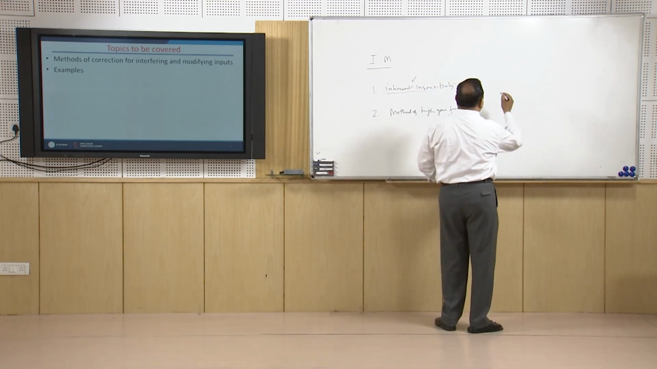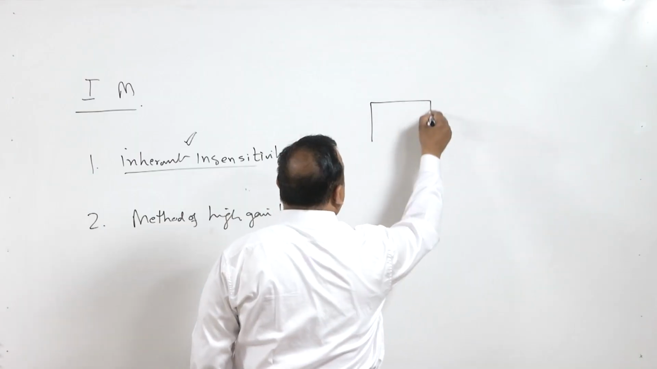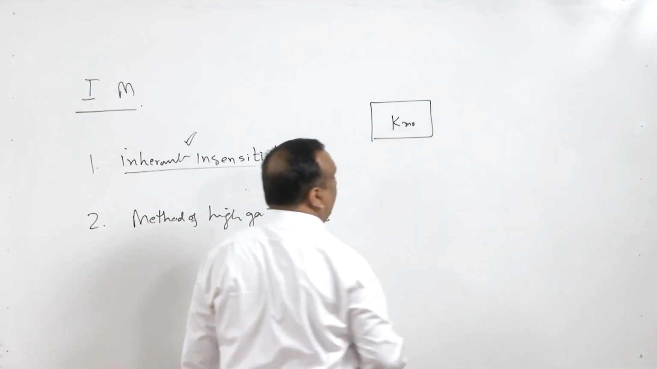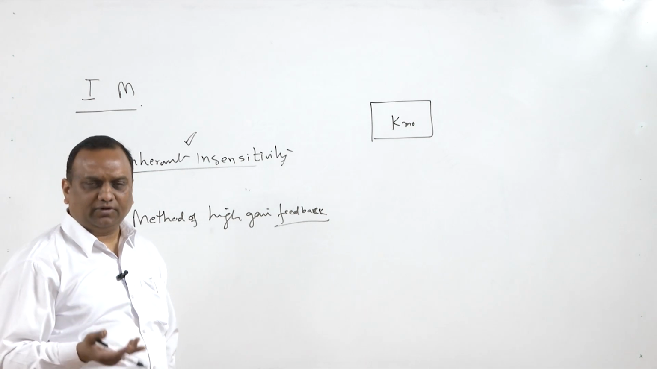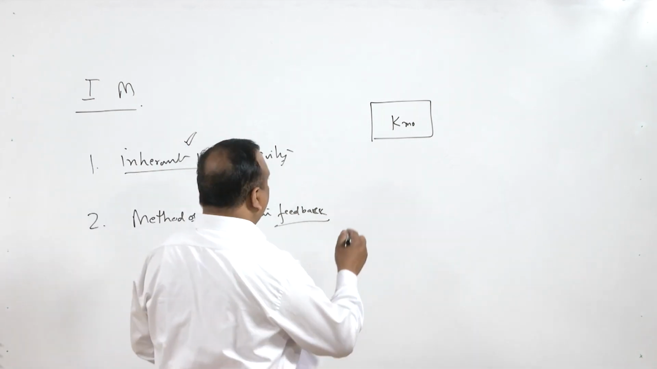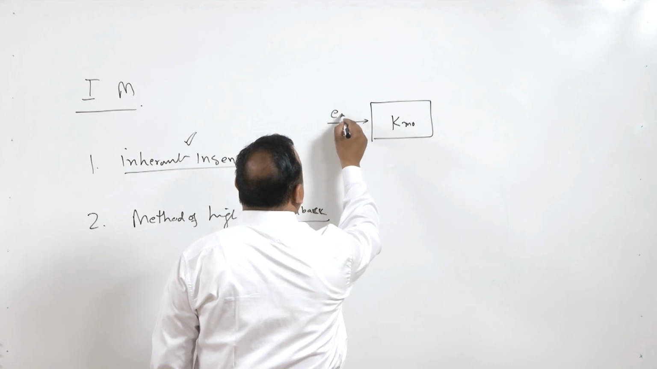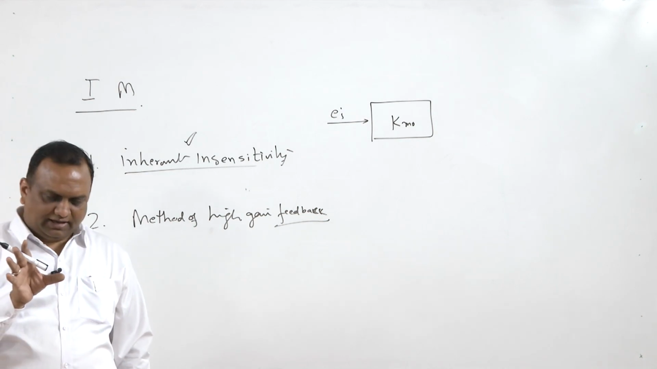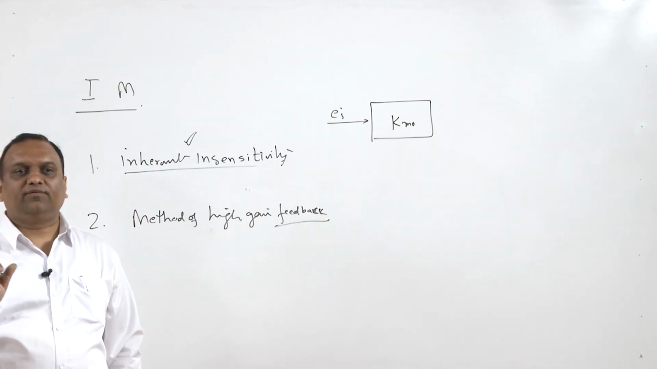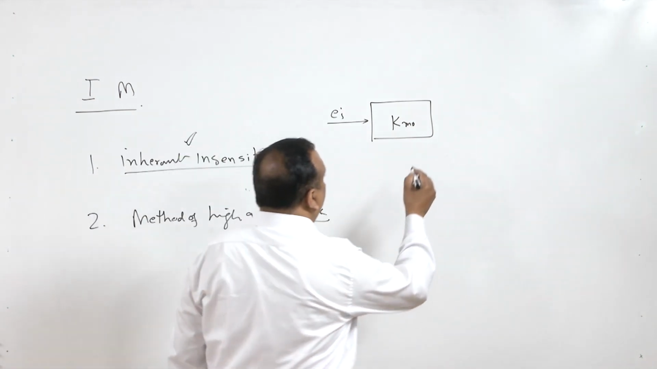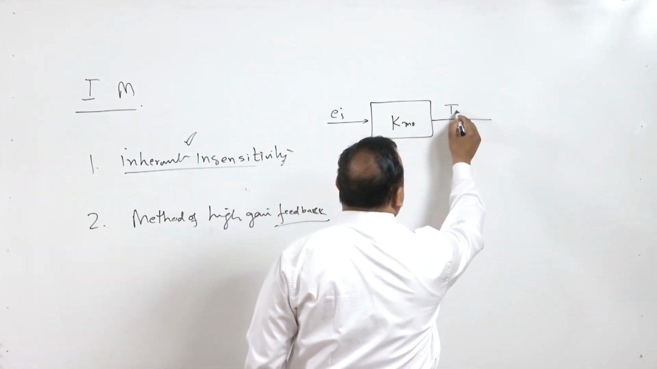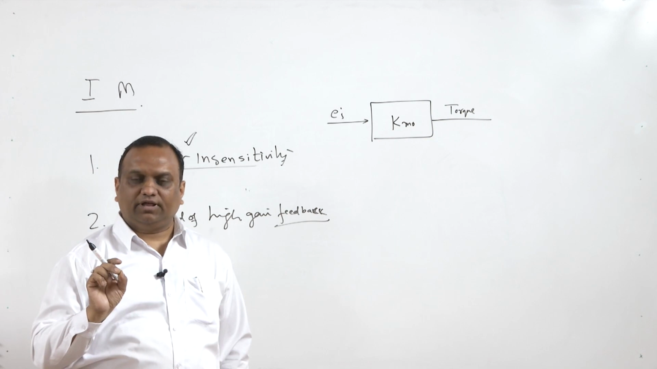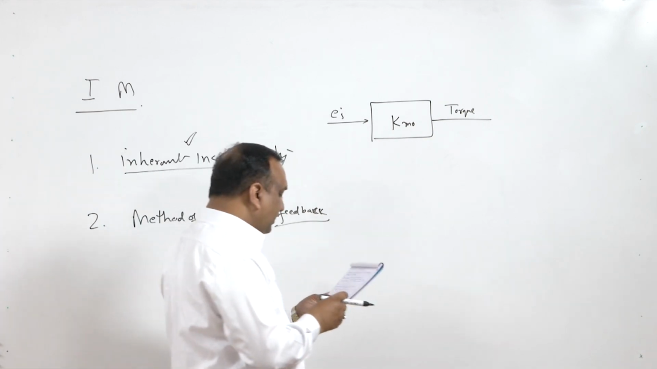I'll make a block diagram. So, there is a motor. Let us say the relationship is linear, so I am writing K_M, and there is an input to the motor. The moment this voltage is applied to the motor, it will create torque, and the torque will tend to rotate the shaft.